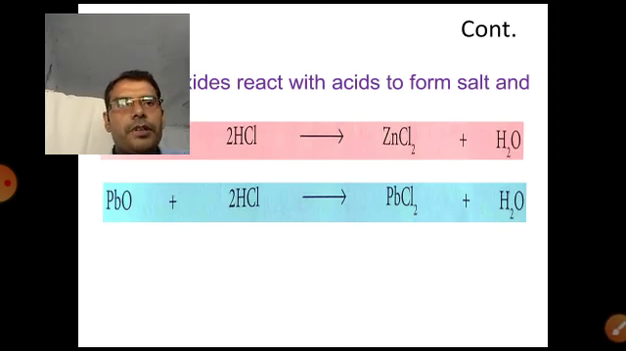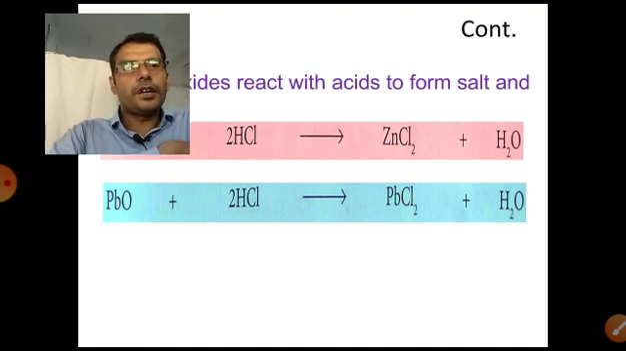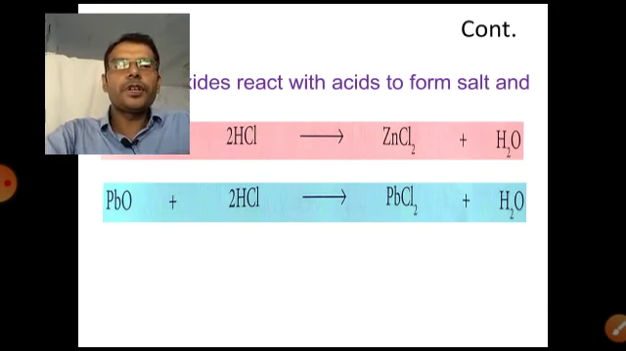Now, the next example: when lead oxide reacts with an acid and dissolves in it, it forms salt and water. It means that lead oxide is behaving as a base.